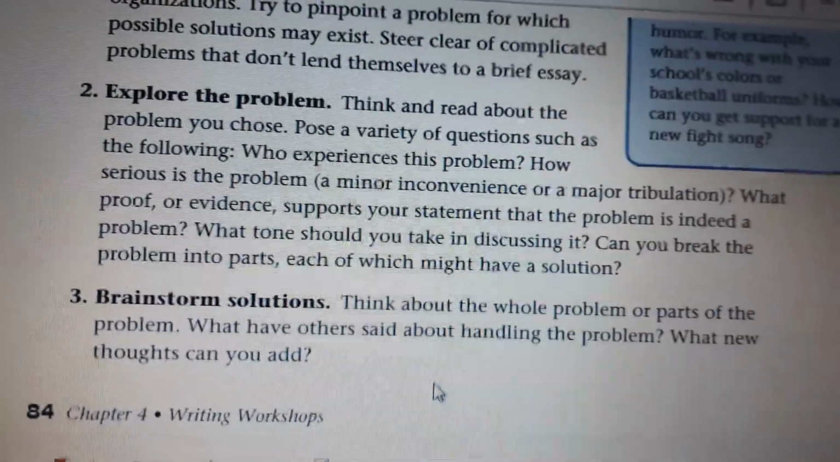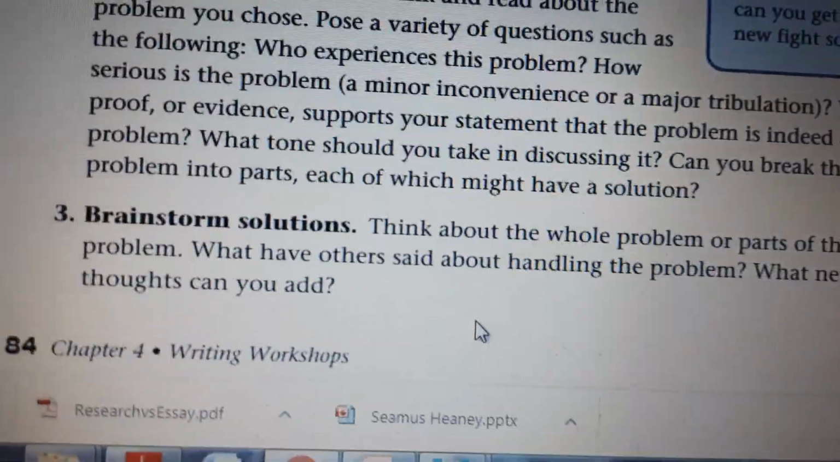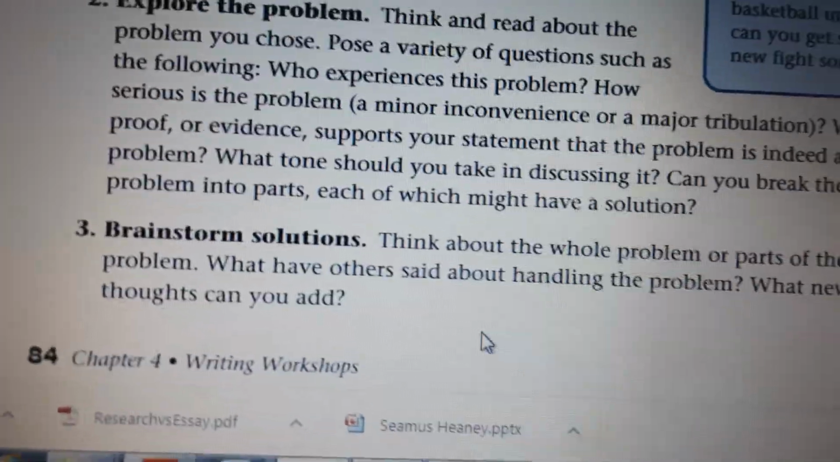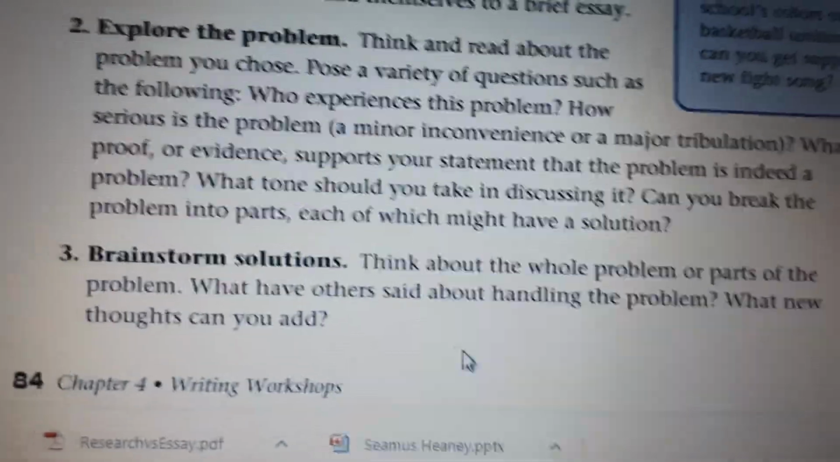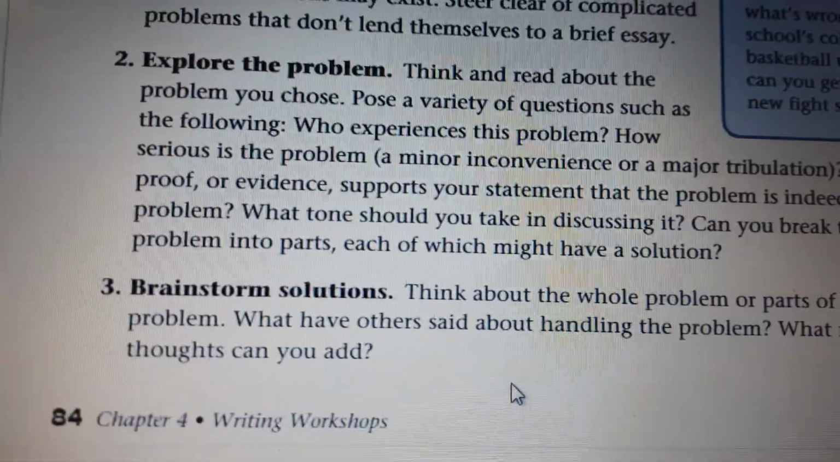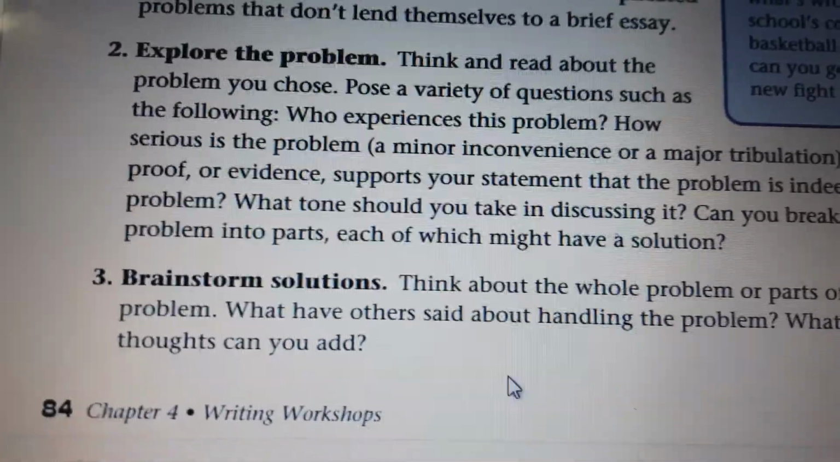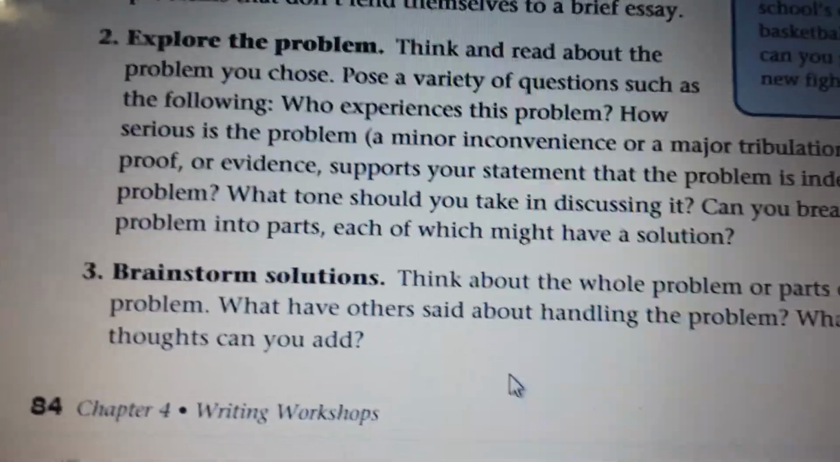Think about the whole problem. You can use a map, diagram, chart, or whatever. Just put the problem in the middle and try to find a solution. Let's say if we are going to do this, will that help the problem or not? Will it help the people or not?